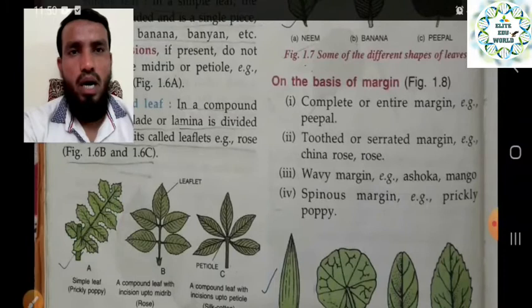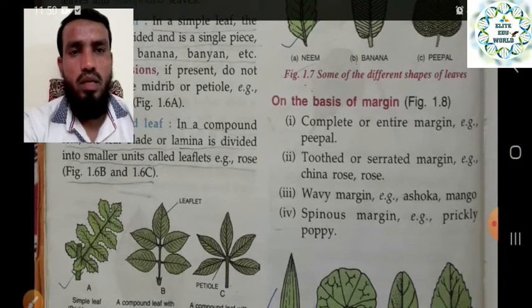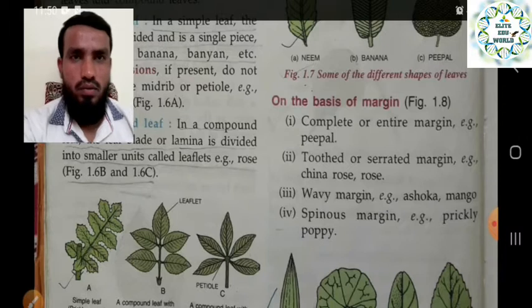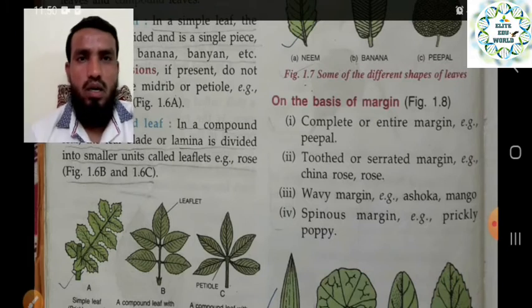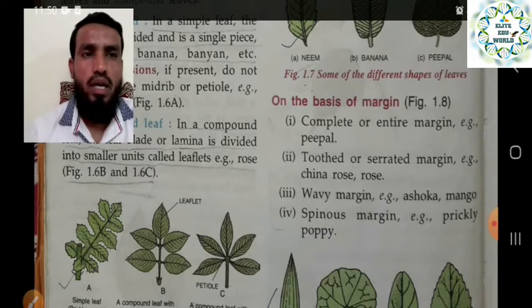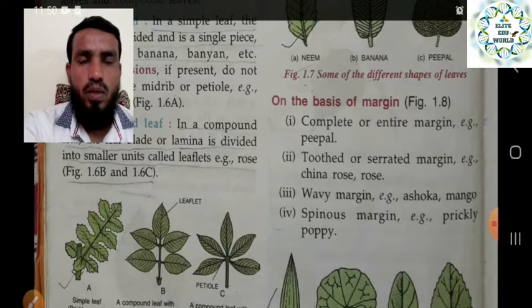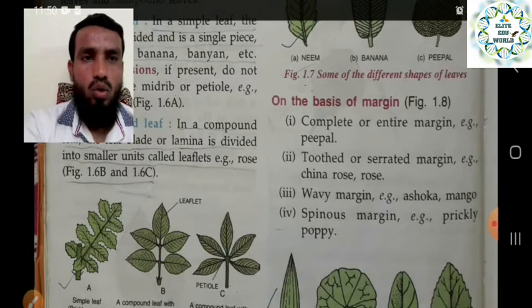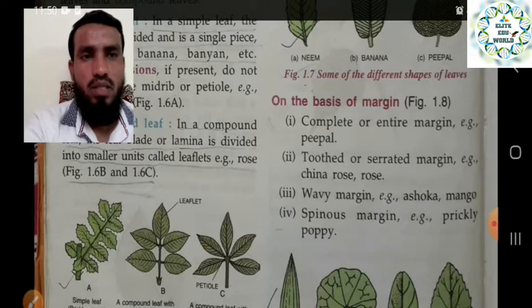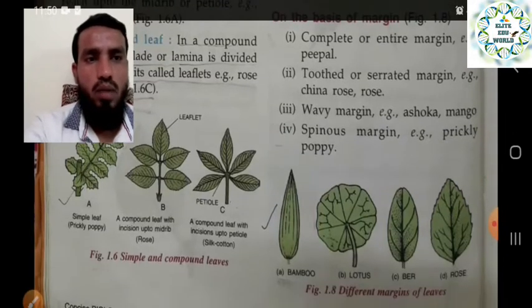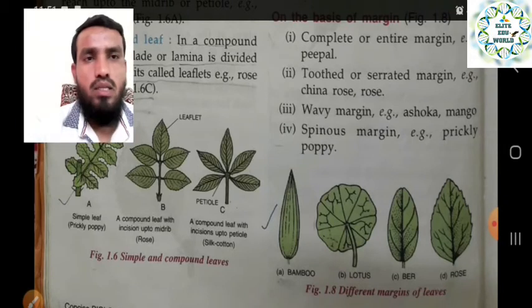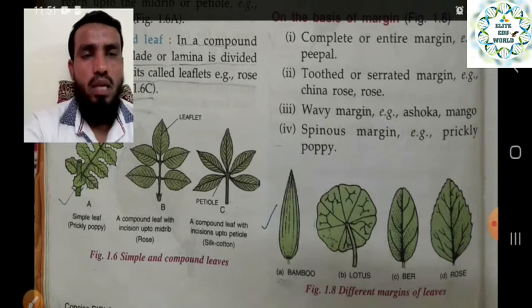Now on the basis of margin. What is margin? I have told you, it is the outermost boundary of the leaf, right? It gives the shape to the leaf. So on the basis of the margin we can also divide leaves into different types. Number 1, complete or entire margin, example peepal. The plant that has a complete margin is one type. Then tooth or serrated margin, example China rose. If you have seen the China rose plant, it also has that. Then wavy margin, example ashoka and mango. Then spinous margin, example prickly poppy, you can see here.